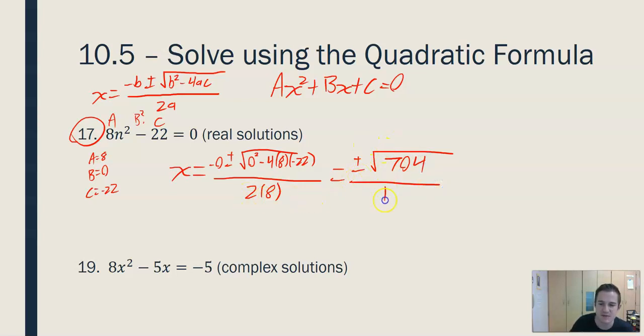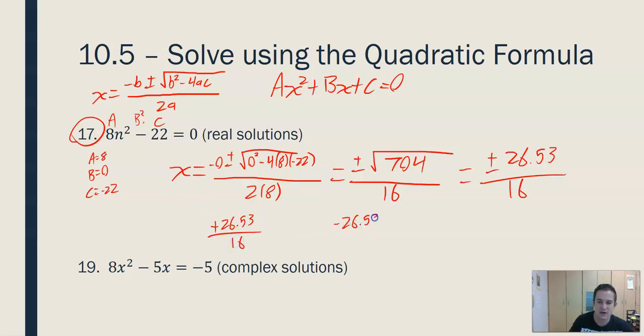Divided by 2 times 8 is 16. So I have positive or negative square root of 704 over 16. Well, the square root of 704, written as a decimal, is plus or minus 26.53 over 16. Remember here, I'm going to have two solutions. My solutions are going to be positive 26.53 divided by 16 and negative 26.53 divided by 16.